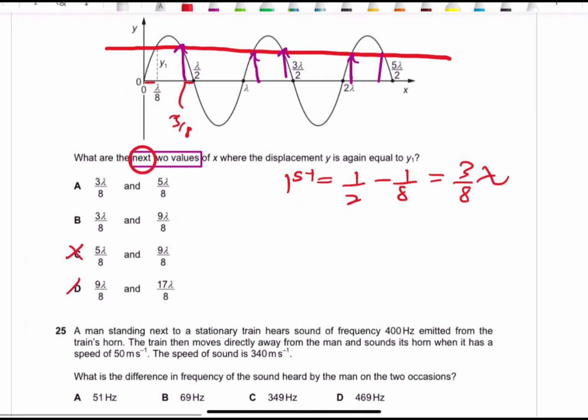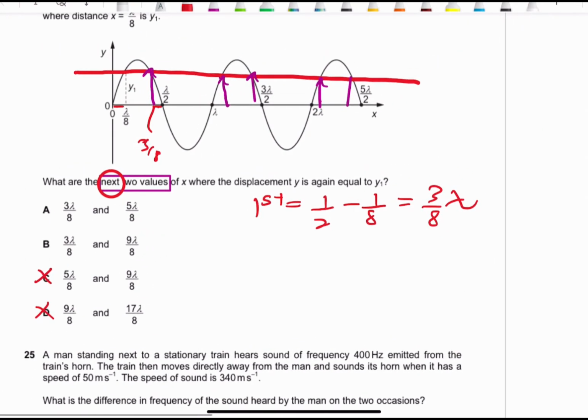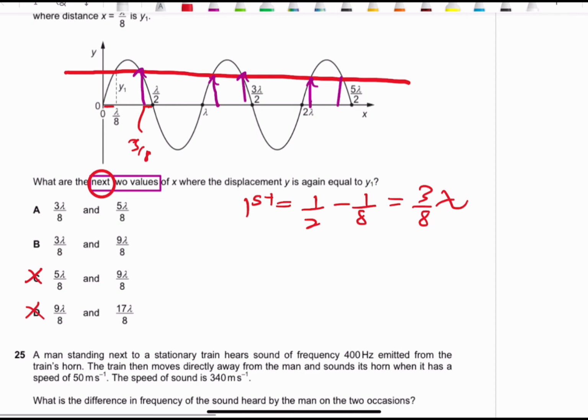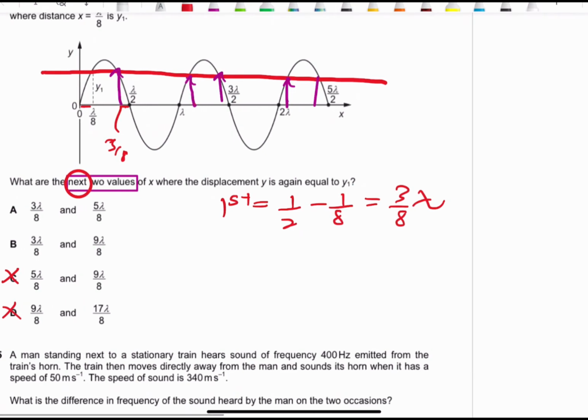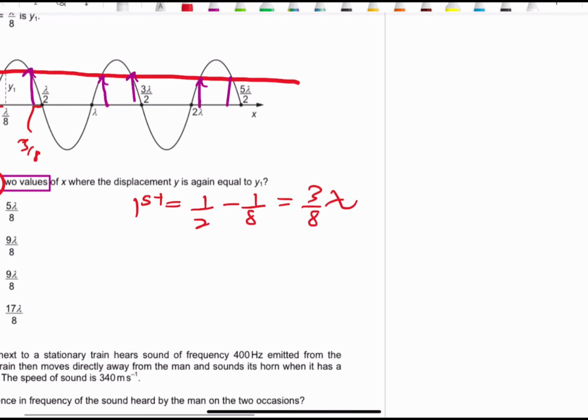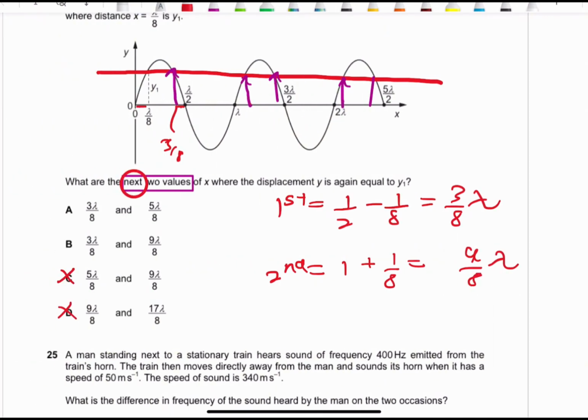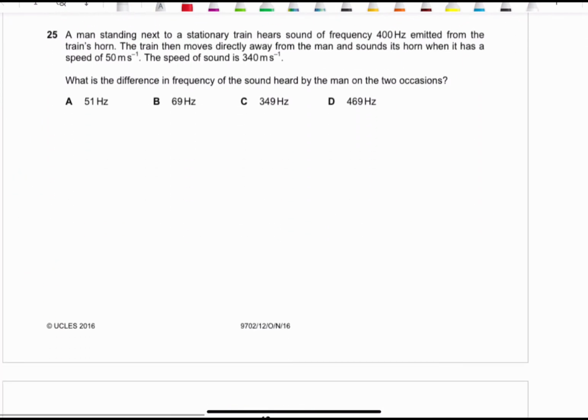It can't be C, it can't be D. The second value is going to be this one, 1 after lambda itself. So since lambda is 1 lambda, I'm going to add 1 plus 1 over 8. So my second value is 1 plus 1 over 8, that's simply 9 over 8 lambda. My answer is B. Very important.